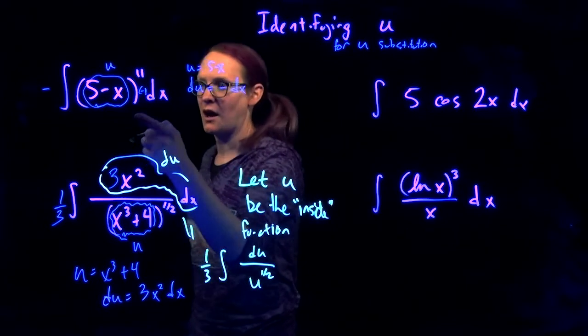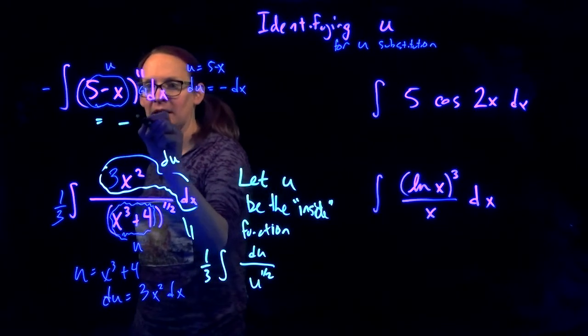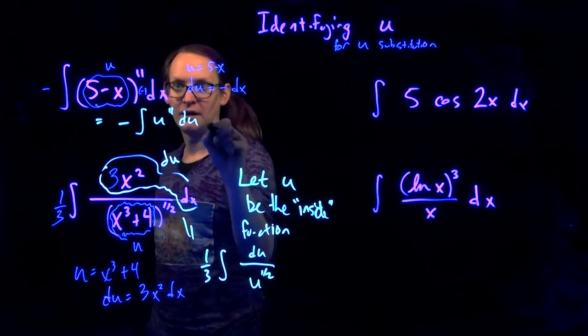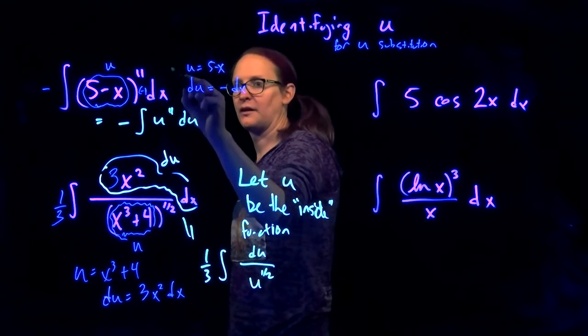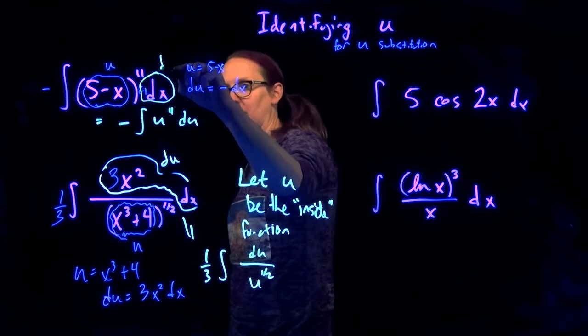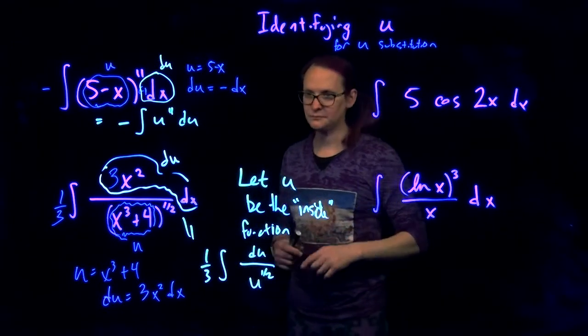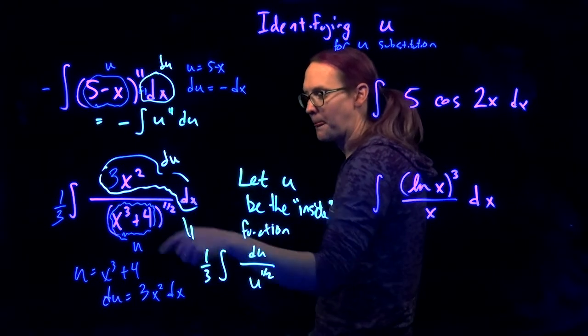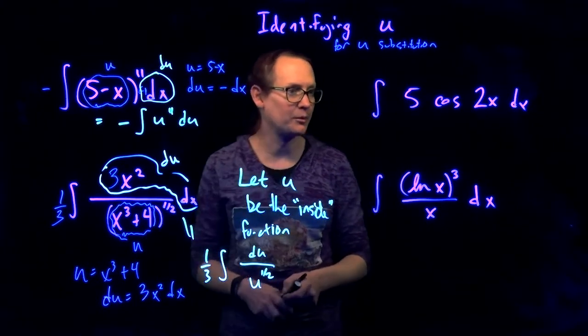This one turns into minus the integral of u to the 11th du, because here I have that part right there is du. Okay. So u is the inside function. Let's do it for these two problems here.